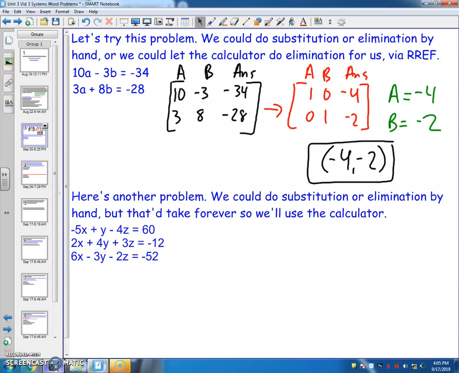Again, you make sure it's in elimination form: the A's lined up, the B's lined up, and the answers by themselves on the side and lined up. You make the augmented matrix, you type it in the calculator, RREF that, and you get A and B.